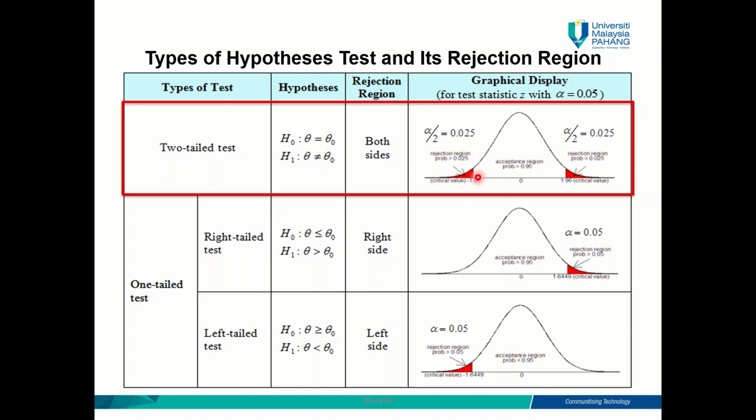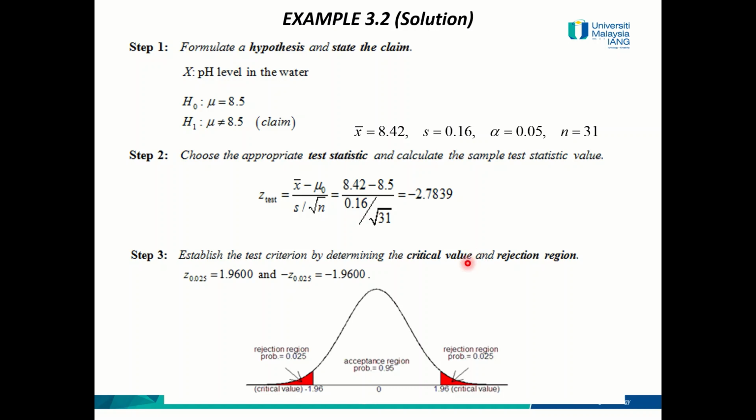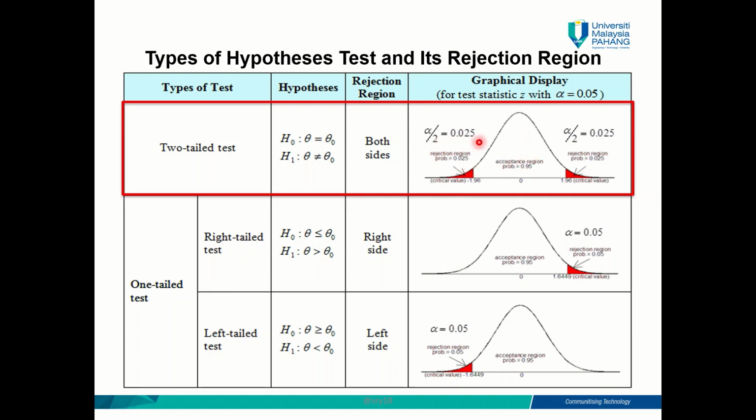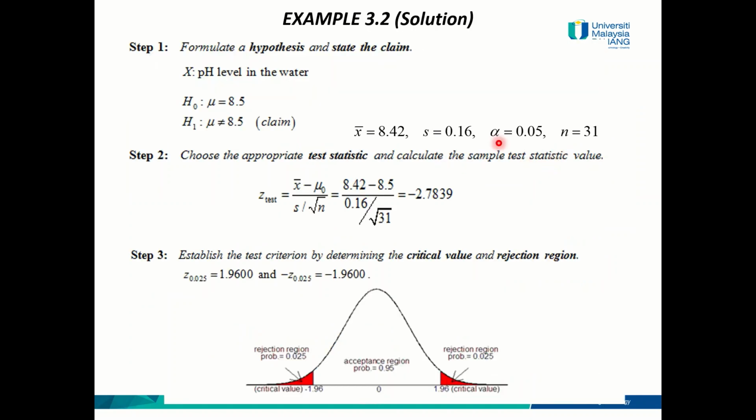Okay, all right. So next, after you establish your rejection region, you need to determine the critical value. If you look at this table, the critical value here is alpha divided by 2. So to find the critical value from the table, you need to use alpha divided by 2. Our question here is alpha 0.05, so divided by 2 is 0.025. That's why in the solution here, we use Z 0.025 as our rejection region. This critical value is the value that will separate your rejection region and the acceptance region.